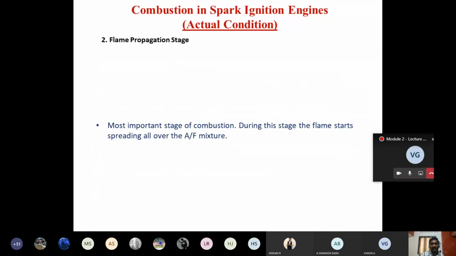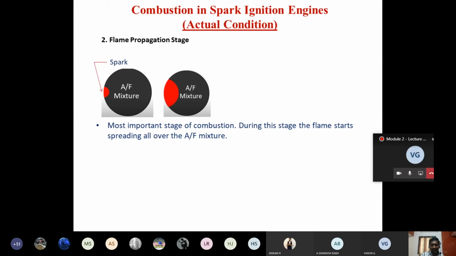Coming to the second stage, flame propagation, this is considered the most important stage, from where we get the maximum power output. During this stage the flame starts and propagates into the air fuel mixture. This is the air fuel mixture present inside the engine cylinder, and this is the spark being introduced. Now the ignition starts, and this is the flame front which is going to move towards the air fuel mixture.